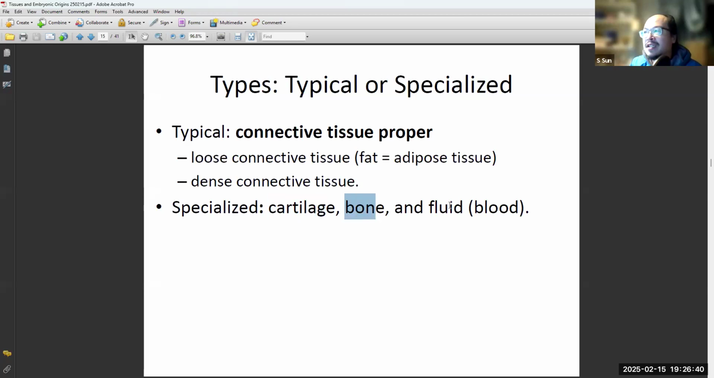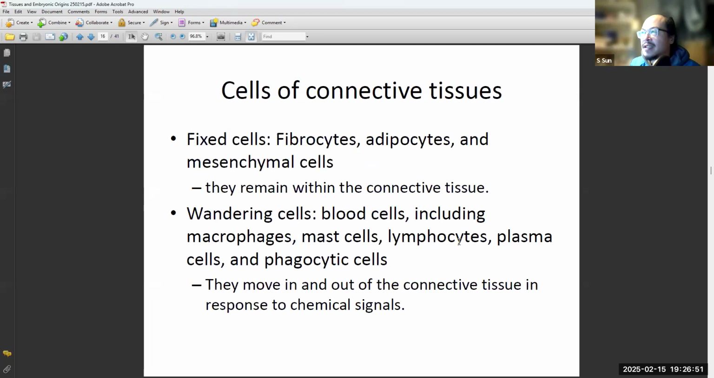What is the primary cell in the blood? And so basically all of these are quiz questions. So let's look at the cells in the connective tissue. Of course, they are specific cells. We can also classify them into two major types.